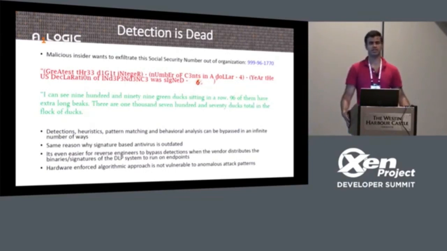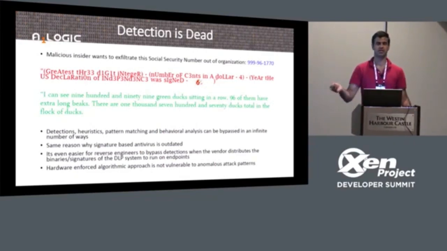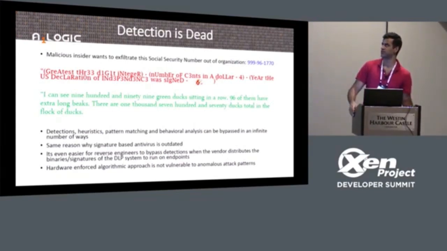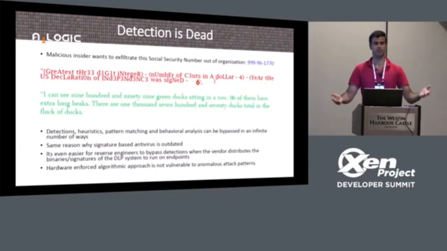999-961-770. Suppose that's a social security number that somebody has inside of an organization and they want to exfiltrate it. If you're trying to detect things, there's literally an infinite number of ways to encode that same social security number. I've given you two examples up here. The greatest three-digit integer. To you and I, it's obvious that it means 999, but to a machine, it's not so obvious.